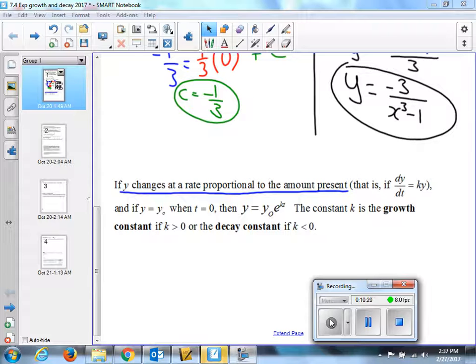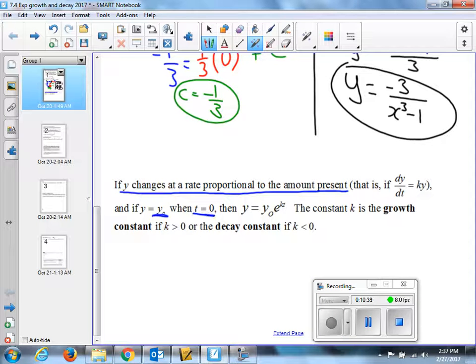And if y is equal to y naught. Not, y naught, y zero. You'll often hear people refer to time zero as t naught or y naught. It just means y zero. When time is zero, then y equals y naught or y zero, e to the kt. Huh? This is a whole bunch of stuff.